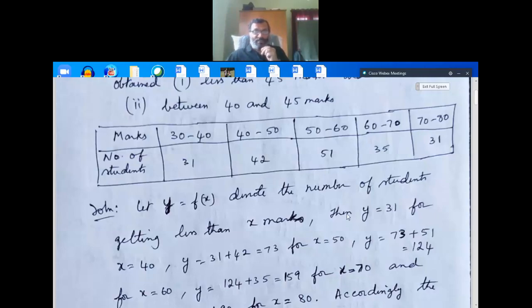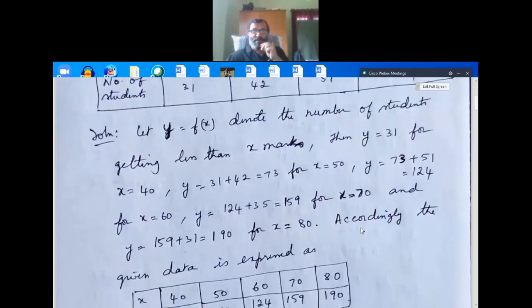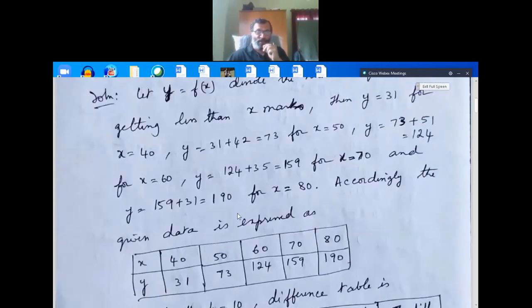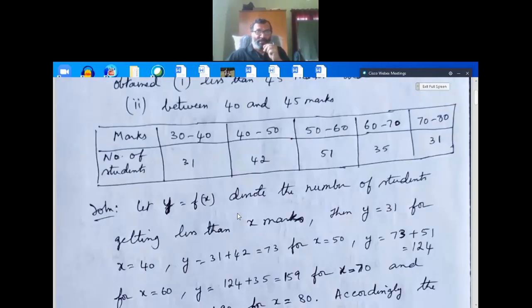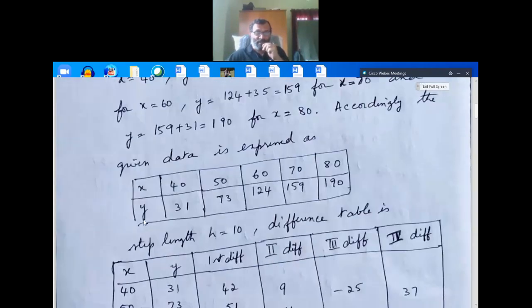Y equals 73 plus 51, that is 124 for x equals 60. Y equals 124 plus 35, that is 159 for x equals 70. And y equals 159 plus 31 for x equals 80. So according to the given data, the class interval table is now rewritten, re-expressed like this.